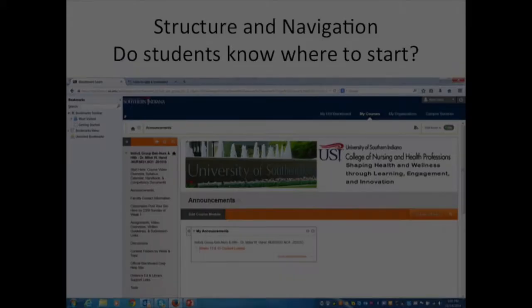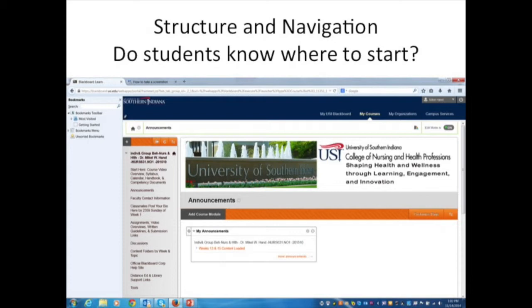Okay. Structure and navigation. Do students know where to start? Very good question. How many of you teach in the earlier courses, the first year or otherwise, anything online in that regard? What do you typically have to do with students to get them to where they need to go with Blackboard? I actually have it in 2 places. Right at the beginning there it says start here, and then there's also one of the folders.